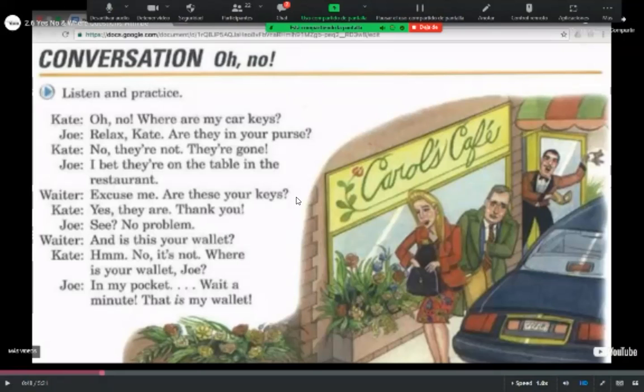Is this your wallet? Kate says, no, it's not. Where is your wallet, Joe? In my pocket. That is my wallet. Ya entró el demostrativo de una cosa que está lejos, ¿verdad? Aquella, ¿verdad? Es mi billetera, right?